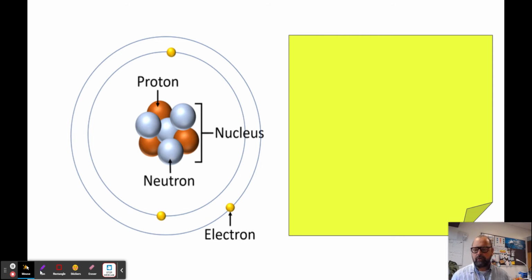If we are going to transcribe this diagram into how the information would appear on a periodic table, then we'd be looking to get the correct numbers. There are 1, 2, 3 protons. The atomic number is 3.